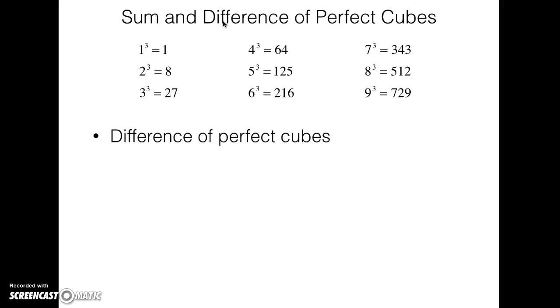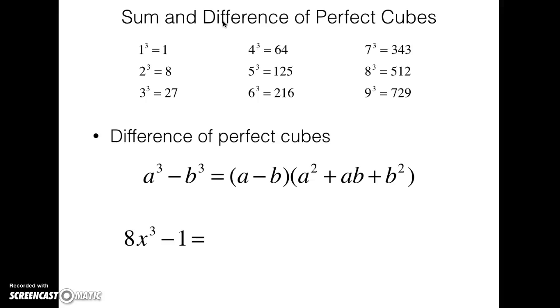The pattern for factoring the difference of perfect cubes is the following. Whenever we have the difference, so a cubed minus b cubed, you can use the following pattern to factor the polynomial. a minus b, parentheses, times a squared plus a times b plus b squared.